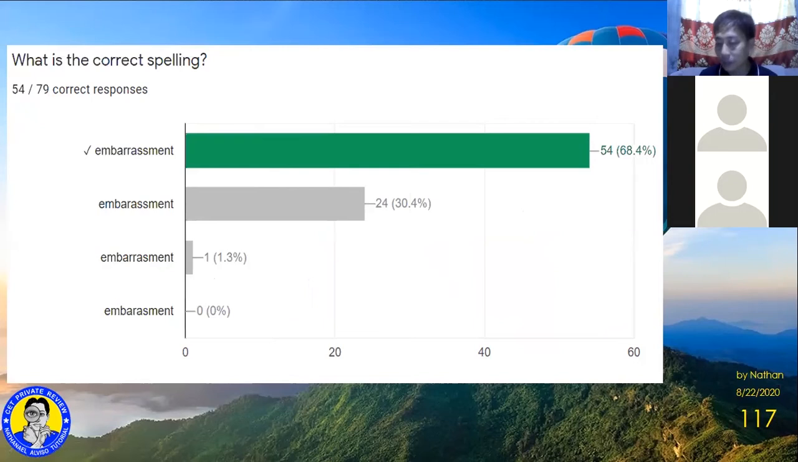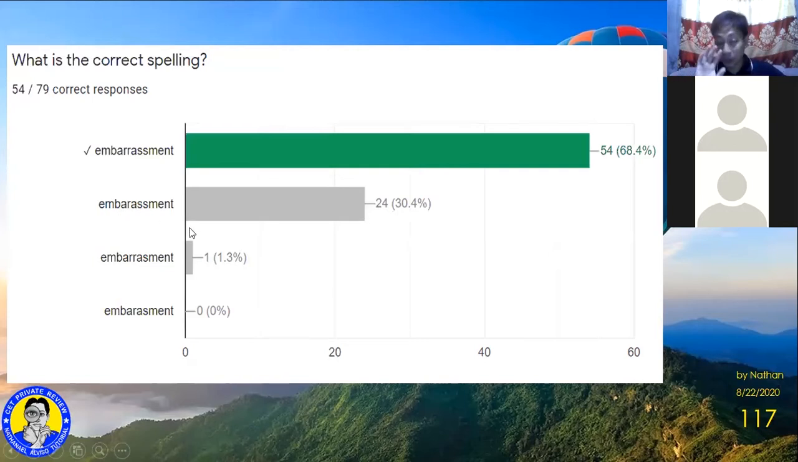Again, another problematic word for me. A very ordinary word, but again, the spelling: embarrassment. I got confused between embarrassment with a single R and embarrassment with double R. I always thought single R is also correct, like in necessary, only single C. But here, embarrassment, it's double R and double S. And most of you got it correct. Good. 68% got it correct. And 24 of you are like me, spelling embarrassment with a single R.